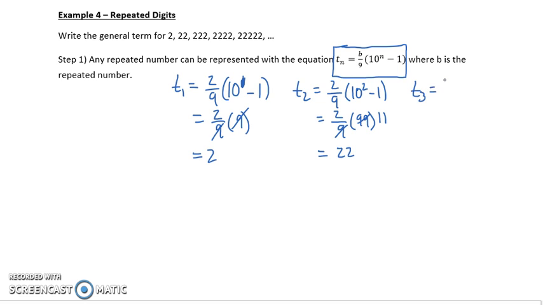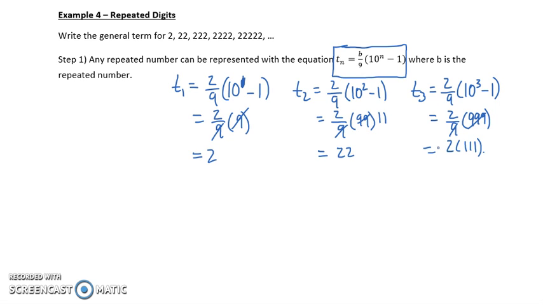Again, let's do it for the third term and see how this is working. 2 over 9 times 10 to the power of 3 minus 1. And so what you get here is 2 over 9 times 999, which is canceling out to give us 2 times 111. And so what you're going to do is you're going to get it multiplied by 1, by 11, by 111, by 1,111, etc. So by multiplying by all those digits of 1, you simply get the same number but moved over one place bigger as far as the tens, hundreds, thousands are concerned. And that would work for anything.